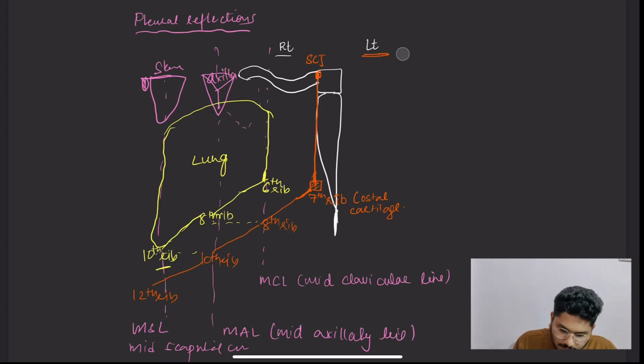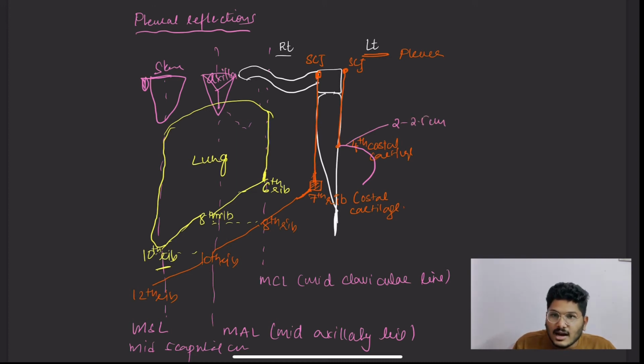Similarly, we need to discuss the left pleura. It also arises from the sternoclavicular joint, but we draw a line from the sternoclavicular joint towards the fourth costal cartilage. From the fourth costal cartilage there is a lateral deviation, a lateral shift of around 2 to 2.5 centimeters, forming the cardiac notch, giving space for the heart.